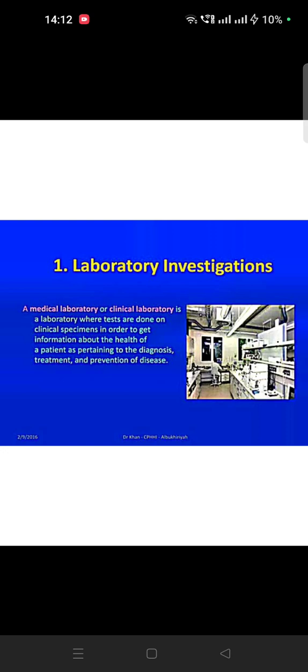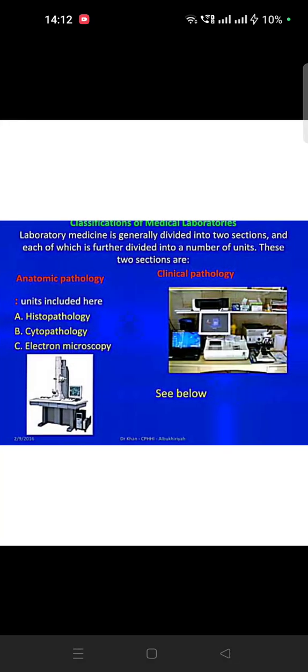It's a clinical laboratory. A laboratory is for testing or doing work on clinical specimens in order to get information about the health of the patient, to identify the diagnosis, and for treatment and prevention of disease. So that is the reason we use it for investigations. Normally there are different types of medical laboratory. Generally there are two sections.